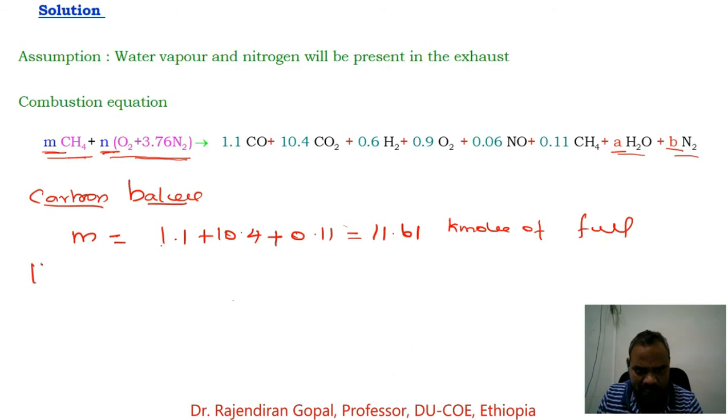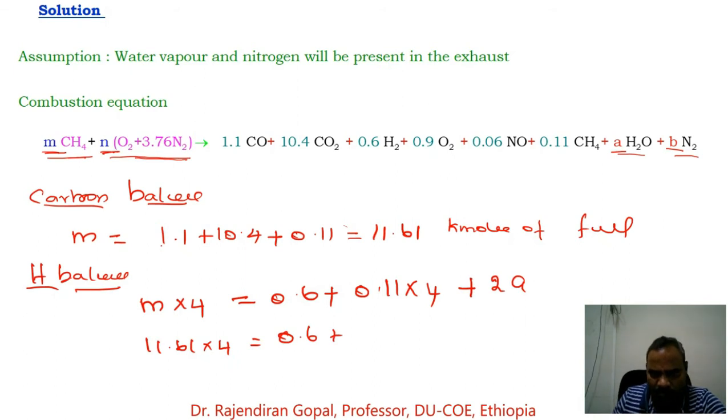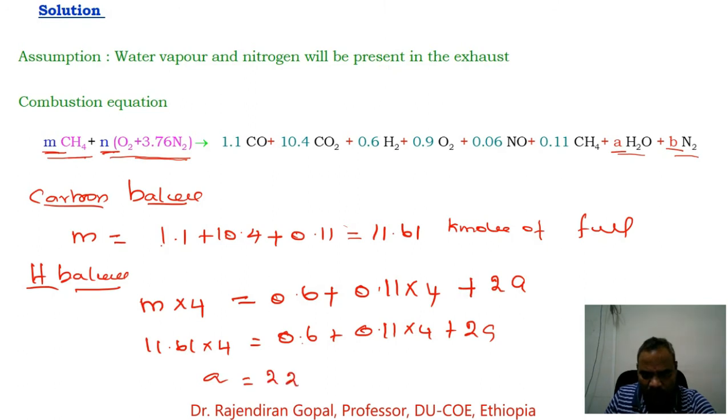Second, make a hydrogen balance, H balance. M into 4 is equal to 0.6 plus 0.11 into 4. So already we found that M is equal to 11.61, multiplied by 4 is equal to 0.6 plus 0.11 into 4 plus 2A. We found that A is equal to 22.4.